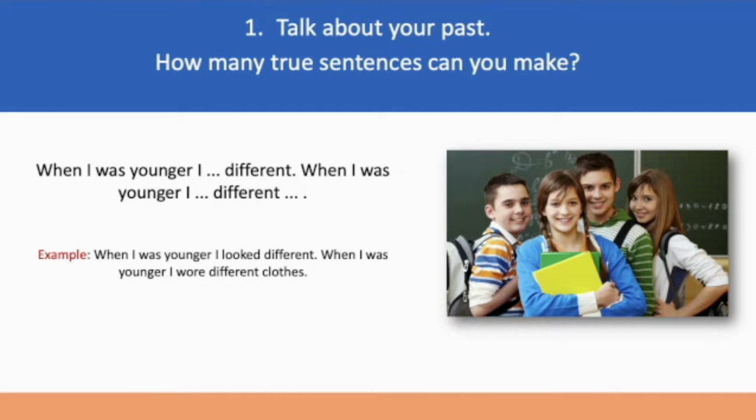First of all, let's talk about your past. How many true sentences can you make with the phrases below? Let's look at the example. When I was younger, I looked different. When I was younger, I wore different clothes. Think about your sentences.